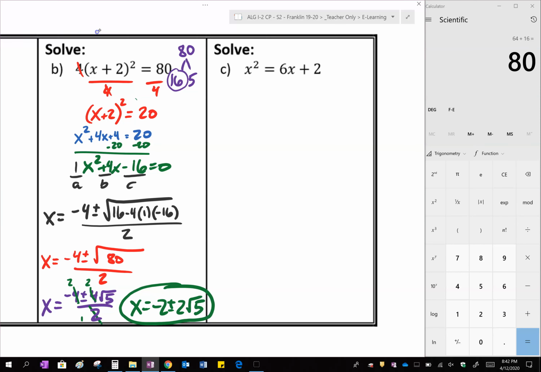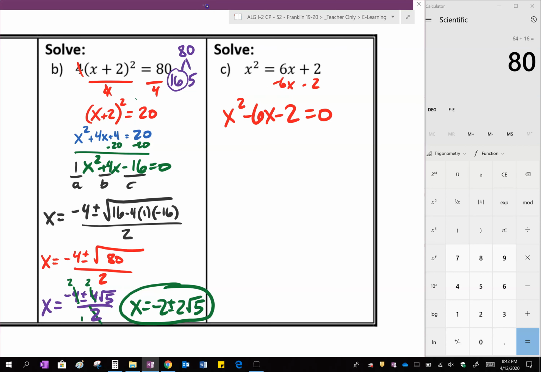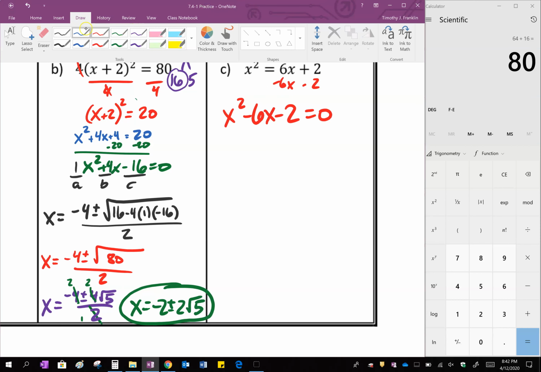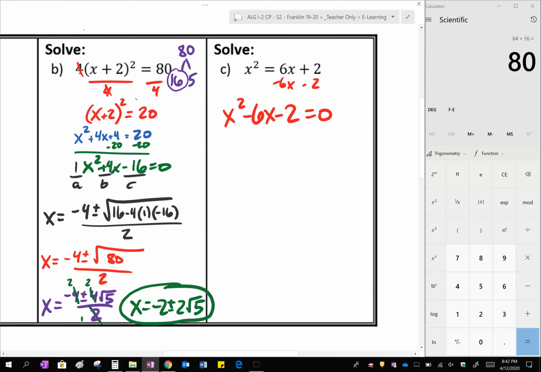Okay, final example here. Let's get it in standard form. So x squared minus 6x minus 2 equals 0. And are there two numbers here that multiply to negative 2 and add to negative 6? I don't think so. So again, we'll be using the quadratic formula.